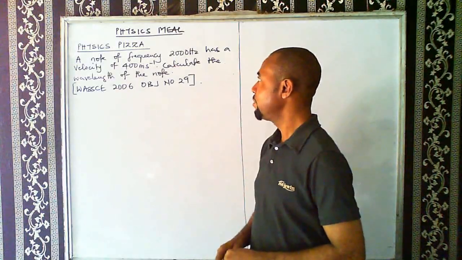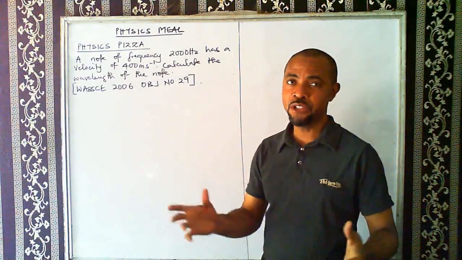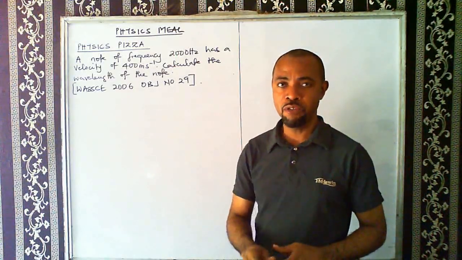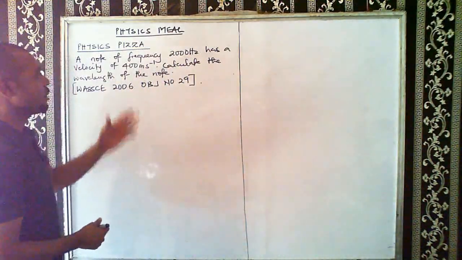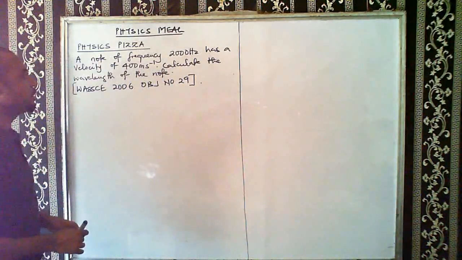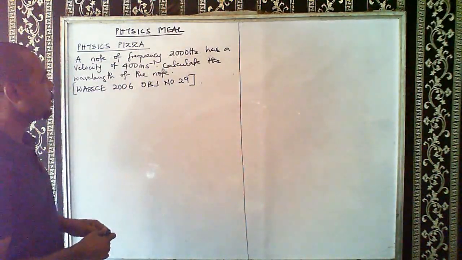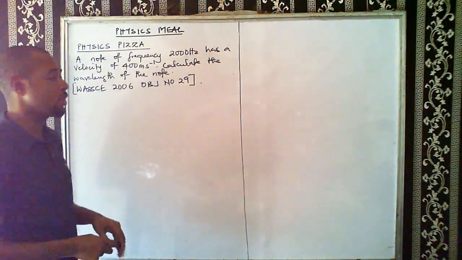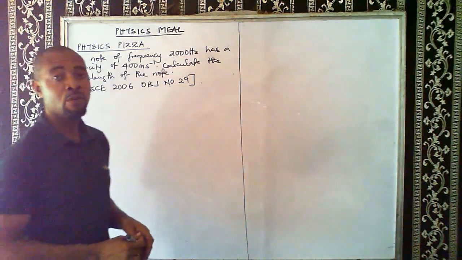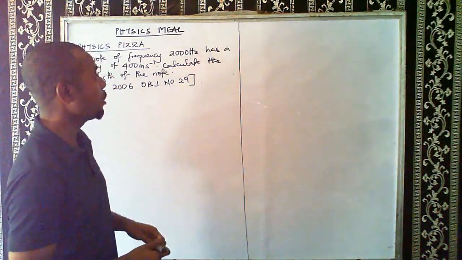Today on Physics Meal and also Physics Pizza, we are going to solve a question from waves. Let's go together. A note of frequency 2000 Hz has a velocity of 400 meters per second. Calculate the wavelength of the note. We got this question from WAEC 2006, objective question number 29.